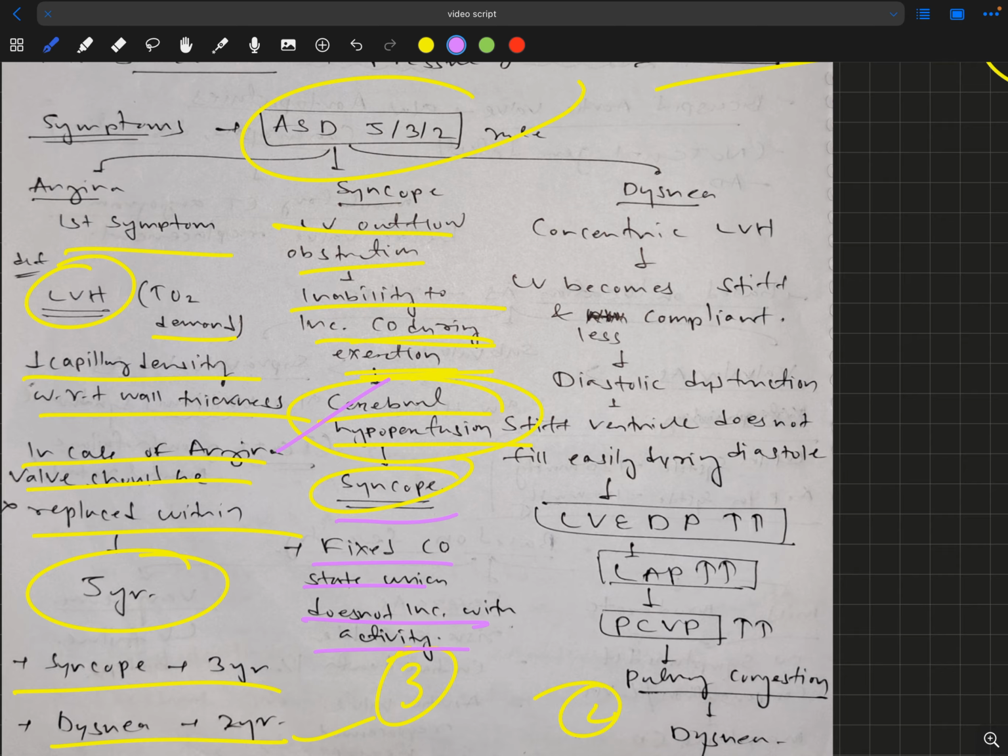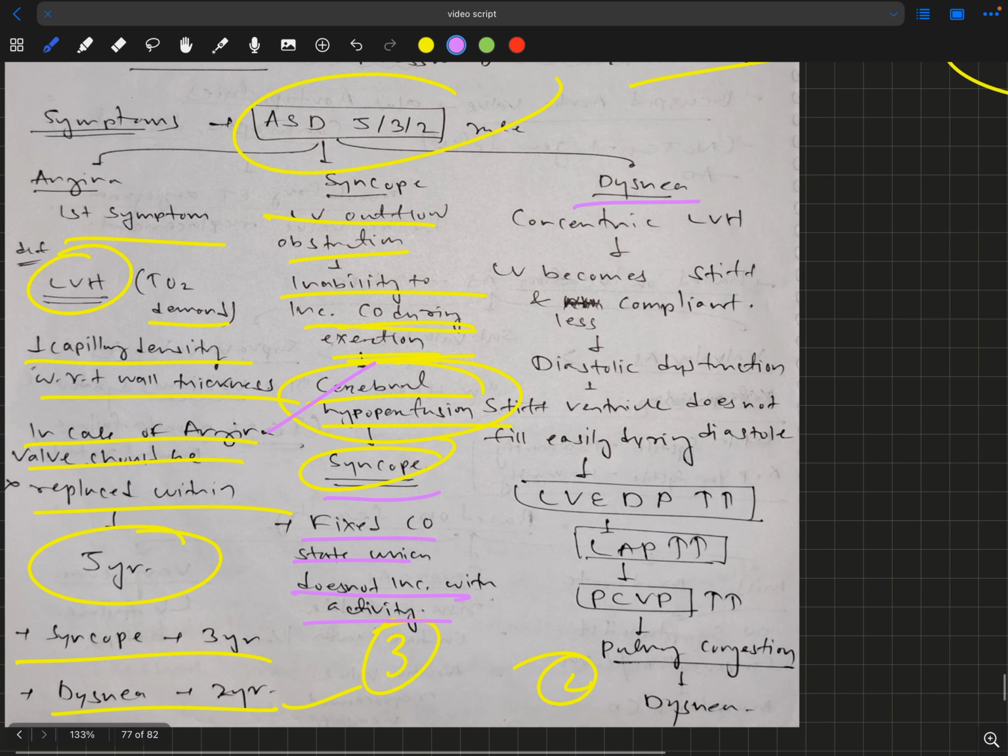Let's go to dyspnea. We discussed that the left ventricle is undergoing hypertrophy at the expense of cavity size. There is concentric LVH in aortic stenosis, and eccentric LVH in case of aortic regurgitation. So the left ventricle becomes stiff and less compliant, leading to diastolic dysfunction. Diastolic dysfunction is because this ventricle has become stiff and non-compliant.